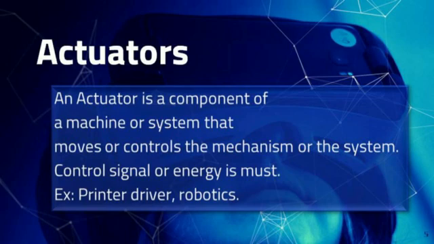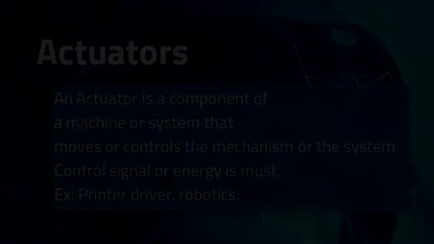So there are two examples given here. One is a printer driver, another one is robotics. We use printers. For printers, we give some input as human beings. Example, we open a document, we give the print option. So what the printer is doing is, it will print documents on paper.